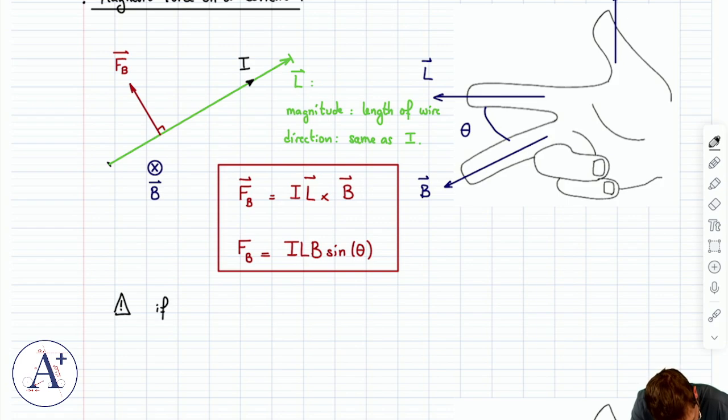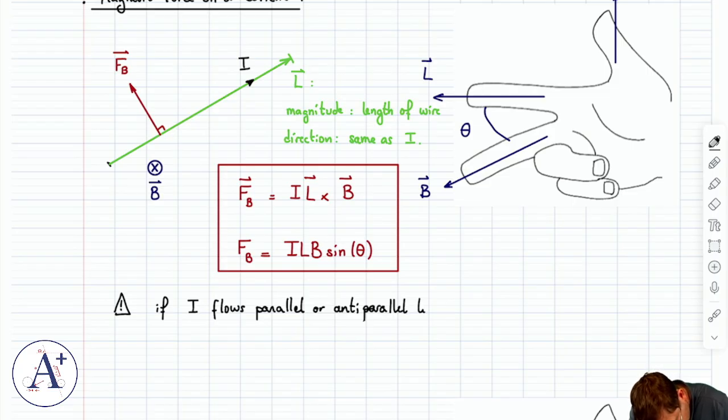if I flows parallel or anti-parallel to B, then there is no magnetic force.